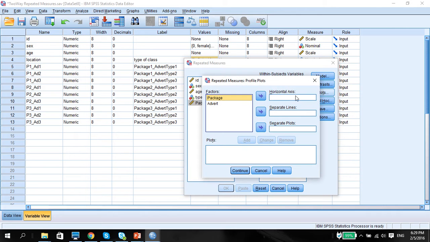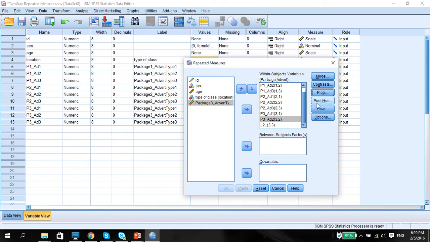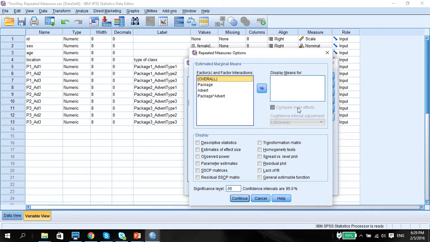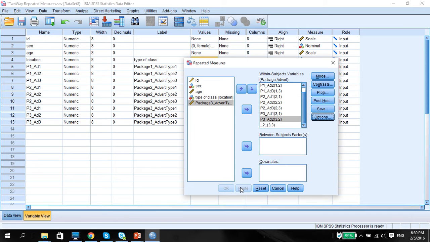Right? Go to plots. We take the package and the advert on the separate lines. It doesn't matter which one you go, just make sure you go and add. No need for post hoc, we just go straight to options. Look at the display means, compare effects, and take the descriptive estimates and observe power. We might want to also look at the homogeneity test, but of course, most people really just ignore this, but we just want to see if we don't violate any assumptions of homogeneity. Oh, I finally forgot one more. And just press OK.